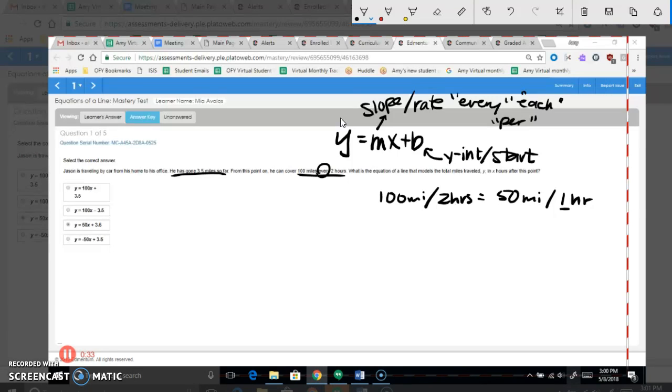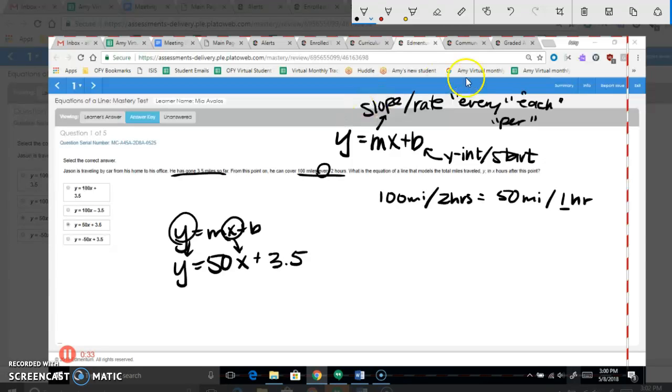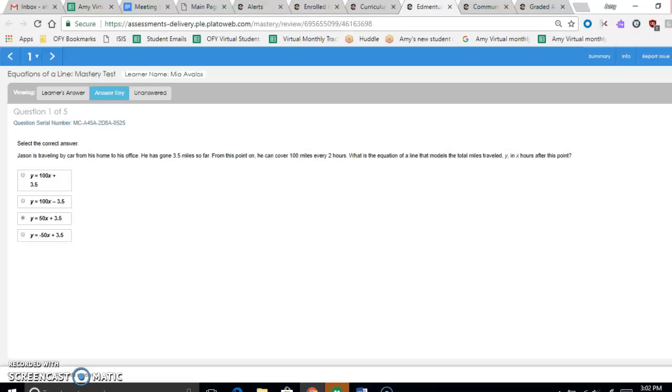So now we're going to set it up in y equals mx plus b. So his rate, we knew because it said every, is 50 miles an hour. So we get y equals 50x plus, now what his starting point, or how many he started with, he has gone 3.5 so far. So he started at 3.5, and then he was moving at 50 miles an hour. So y and x will always stay themselves in the equation, like right here and right here. It's just m and b that we are filling in for. So let's keep going.